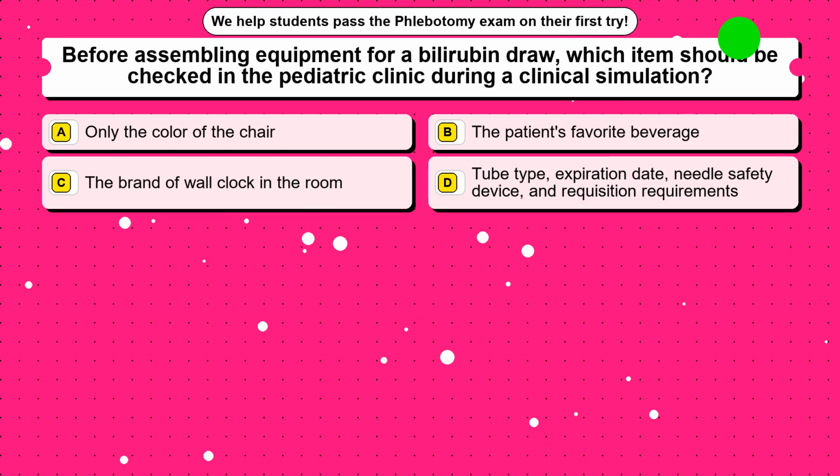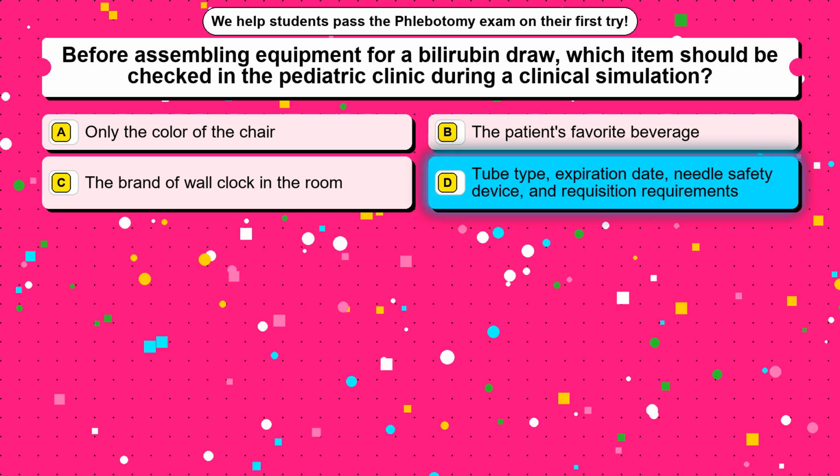Question 88. Before assembling equipment for a bilirubin draw, which item should be checked in the pediatric clinic during a clinical simulation? Option A. Only the color of the chair. Option B. The patient's favorite beverage. Option C. The brand of wall clock in the room. Option D. Tube type, expiration date, needle safety device, and requisition requirements.